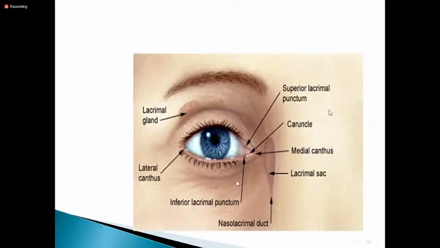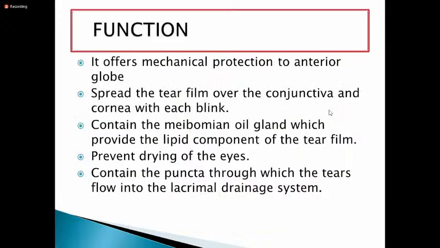Okay, so you can see the lid margin itself has parts. There is the anterior part which has the lashes, and then there is a posterior part of the lid margin which touches the eyeball. And on the mid posterior part, we have the meibomian gland openings. Those are things that you can see by just looking at the eye, the eyelid. That's the surface anatomy.